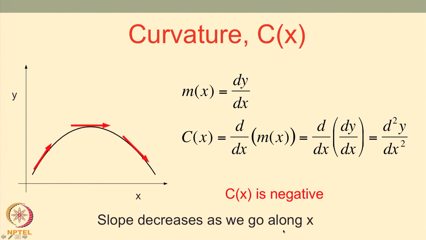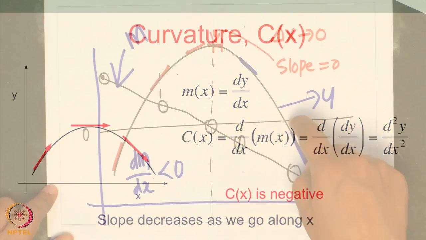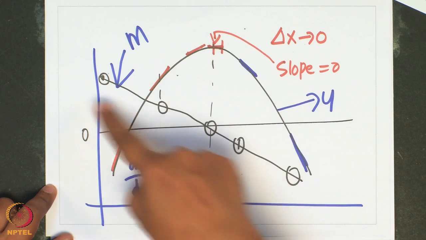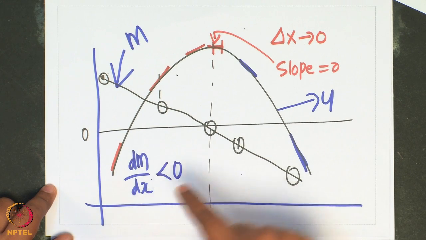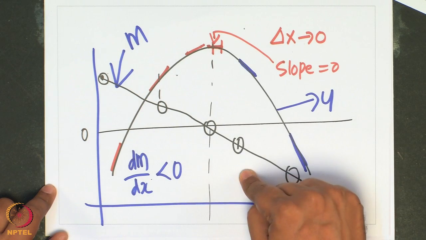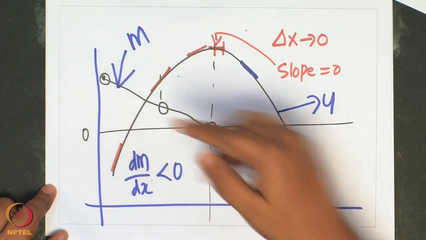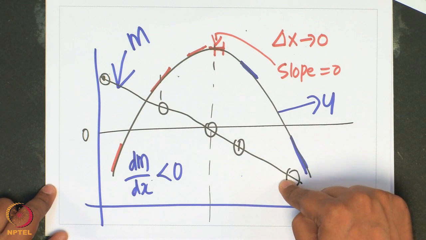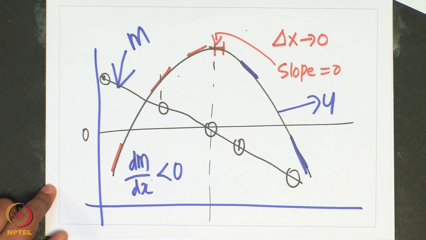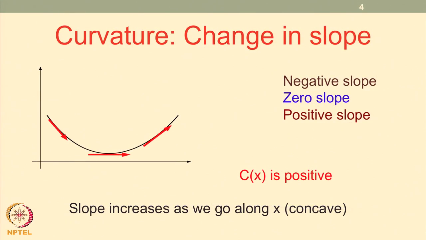So the slope decreases as we go along the x. Therefore, its second derivative for such an upside down curve, which is called a convex curve, will have a negative slope, and therefore dm by dx, which is c, the curvature, is negative. Curvature is the slope of this m curve, right? So now let us look at the curve which is u-like.